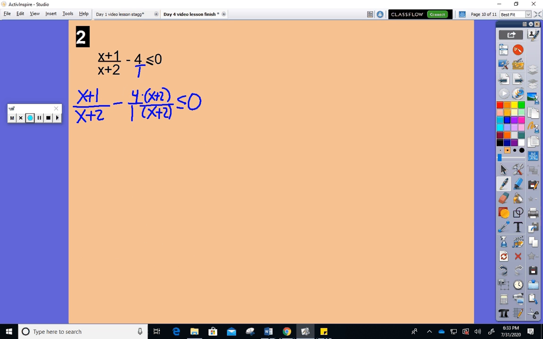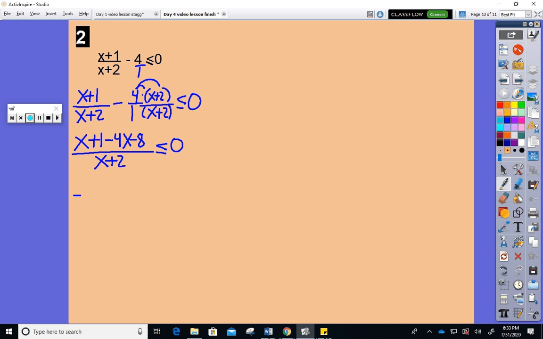This is good because we're reviewing how to work with fractions. That's going to give me x plus 1, distribute the -4 and get -4x minus 8, and it's going to be over the common denominator of x plus 2.